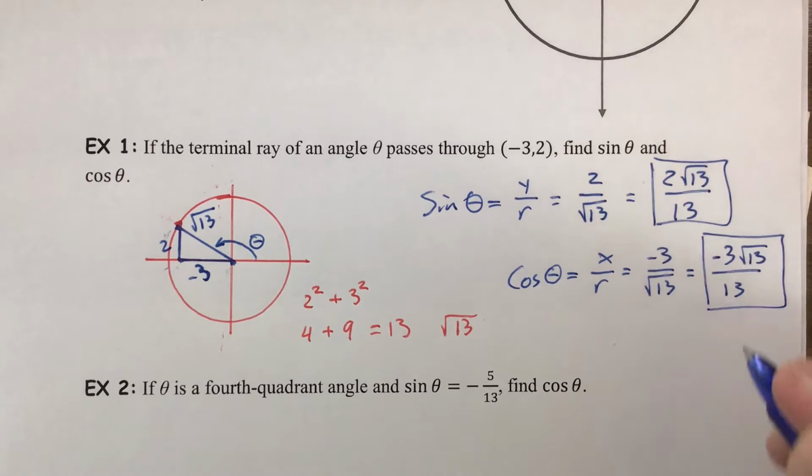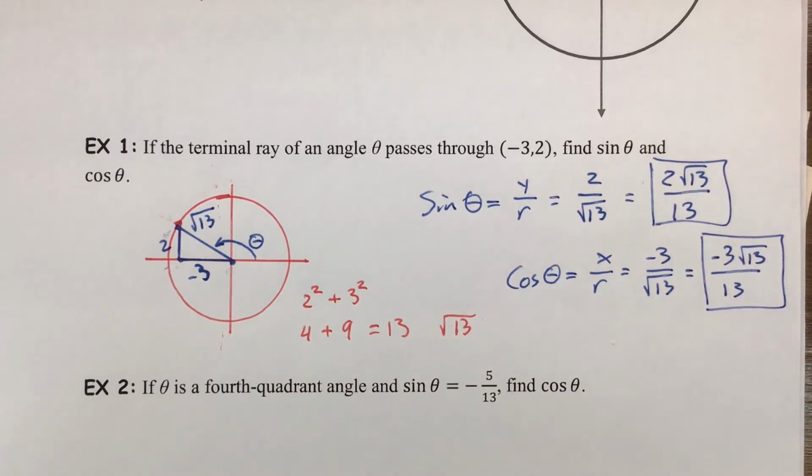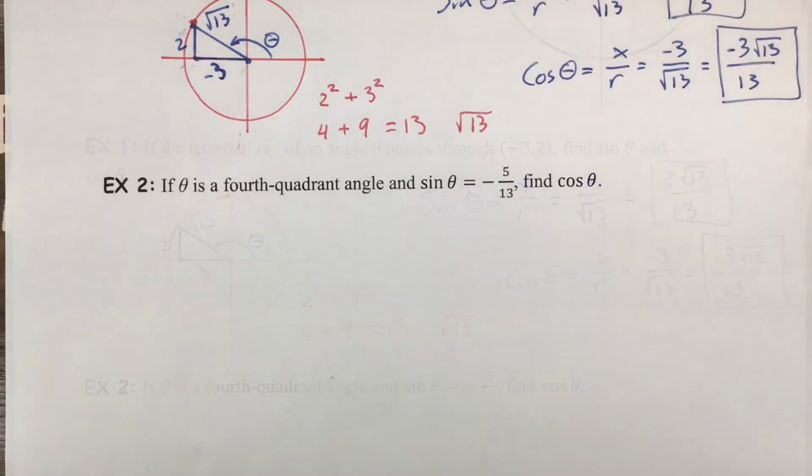And again, we did not have to figure out what the angles were. It was more about understanding the new way that we can define the sine and cosine. Example 2. If theta is a 4th quadrant angle and the sine of theta is -5/13, find cosine theta.